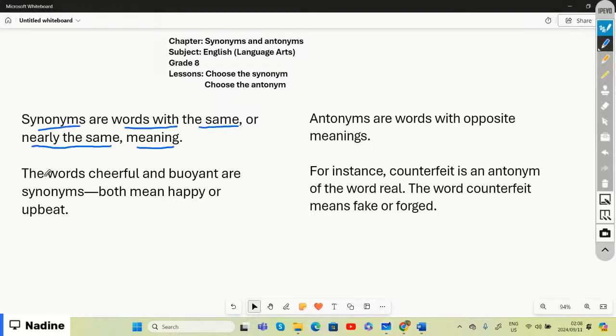And if we look at an example, the word cheerful and the word buoyant, they are synonyms. The reason why they are synonyms is because both of these words mean happy, or they mean you're upbeat. You're happy, you are upbeat, you're feeling yourself.